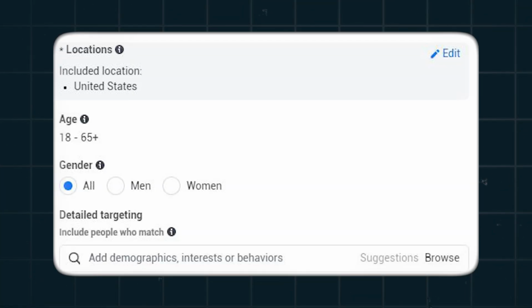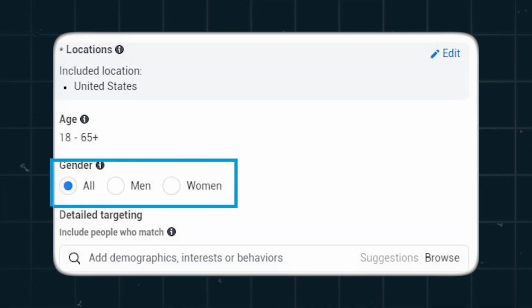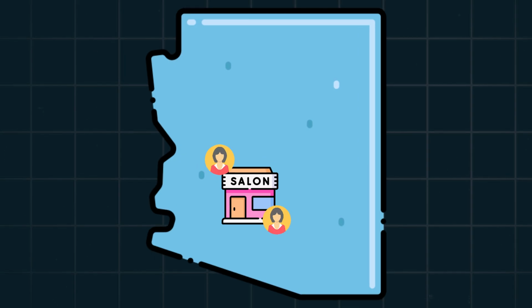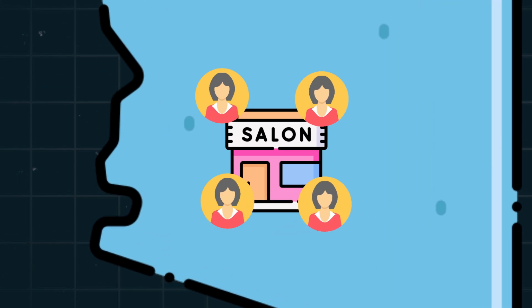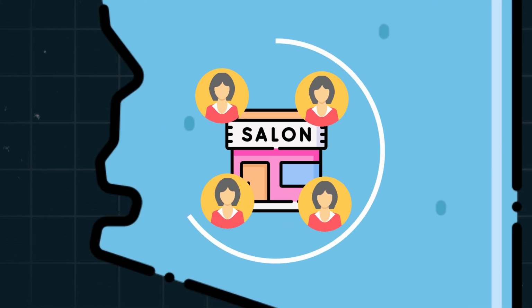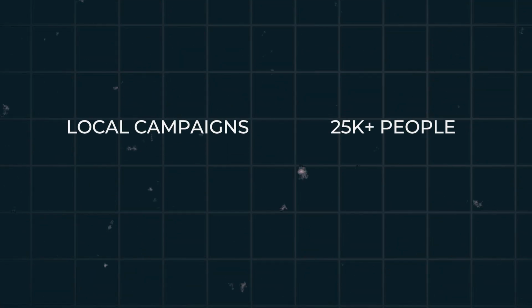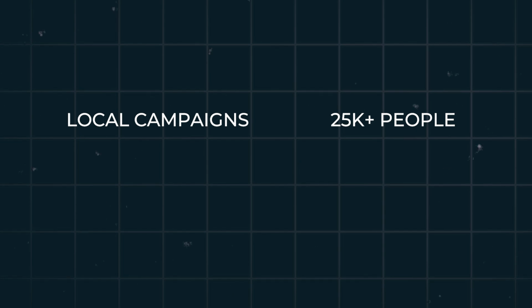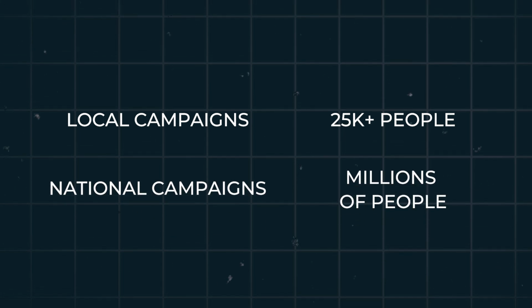The first route is to solely include demographic details like gender, location, and age because these are targeting options that you can be 99% sure of. For example, if you have a female-centric salon in Phoenix, Arizona, then you can be 99% sure that your audience will be female and live within a certain mile radius of the salon. So those will be the only 2 targeting options you need to use. And when we talk about a broad audience, these are the numbers we're talking about. For local campaigns, you are targeting an audience size of 25,000 people or more, and for national campaigns, you're targeting an audience size of millions of people.